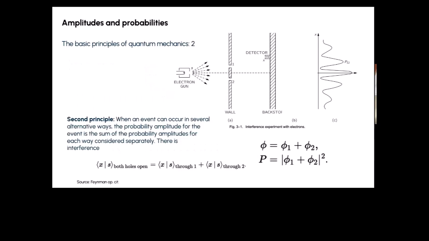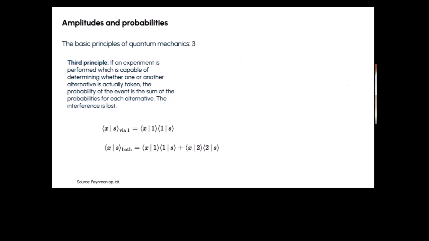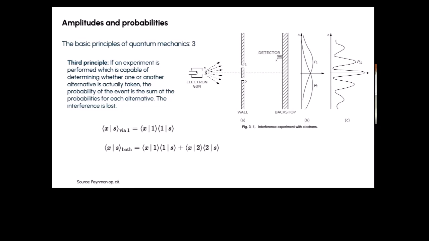And now we also start to understand. So Barry, now you understand this notation. You see, this is the likelihood of getting from S, which is here, to X, which is here. So this is the Dirac notation. It just describes the likelihood. And what is very important is that you have to add the likelihood to go from S through one to X to the likelihood to go from S through two to X, and then square it, right? If an experiment is performed which is capable of determining whether one or another alternative is actually taken, the probability of the event is the sum of the probabilities for each alternative. The interference is lost, right? So here, if you close one of the slits, you lose the interference.